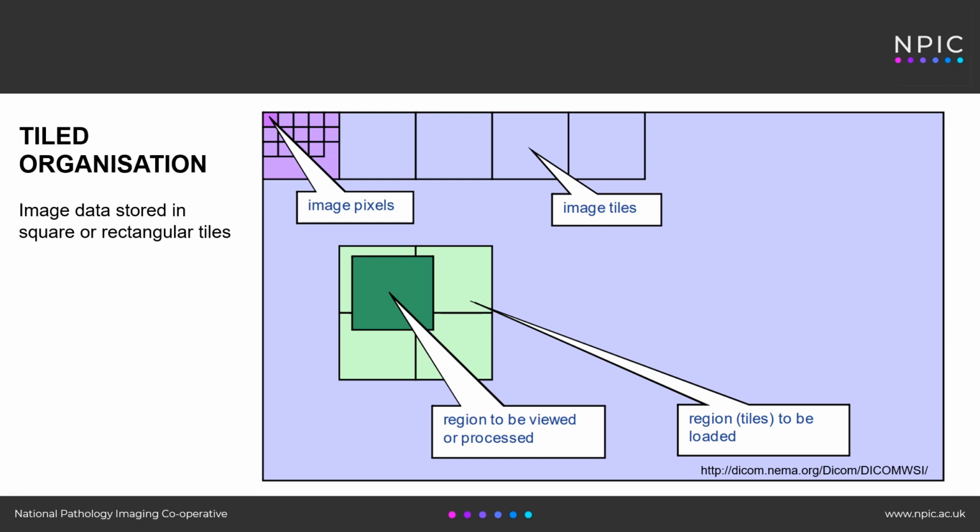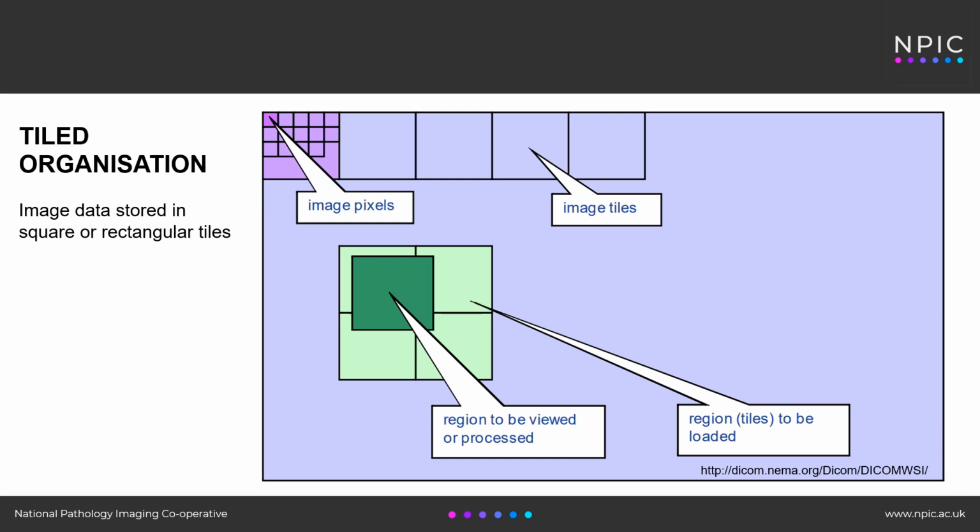This is a more complicated way of storing image data, but it has the major advantage that, compared with the single frame organization, to view a small portion of the image, again represented by a dark green square on this diagram, a much smaller portion of the image needs to be loaded, represented by the 4 light green squares, rather than the entire 5 rows of pixel data required in the single frame organization that we saw on the previous slide.